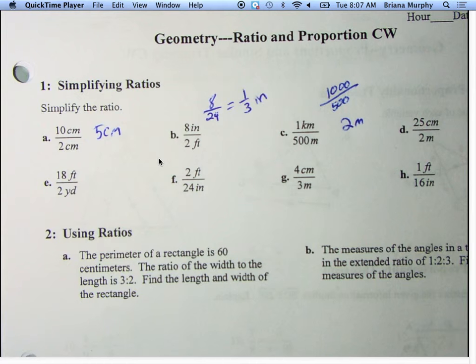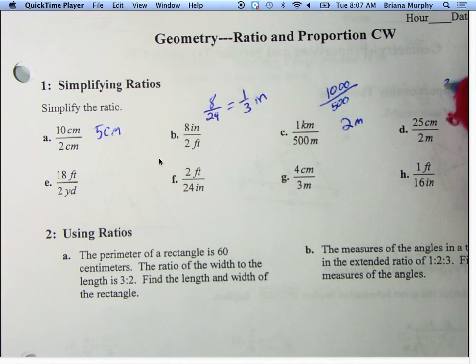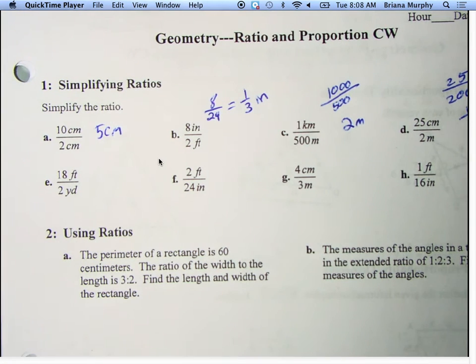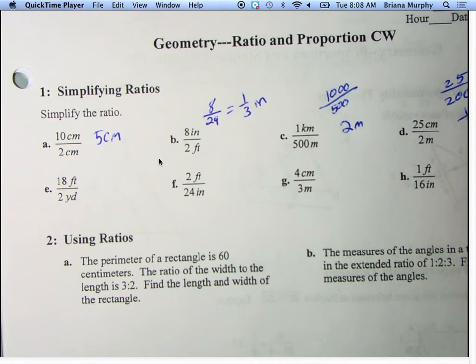All right. How many centimeters is in a meter? It's 100. So 25 centimeters over 200, we end up with 1/8. How many quarters are in $1? 4. How many quarters are in $2? 8. There we go.